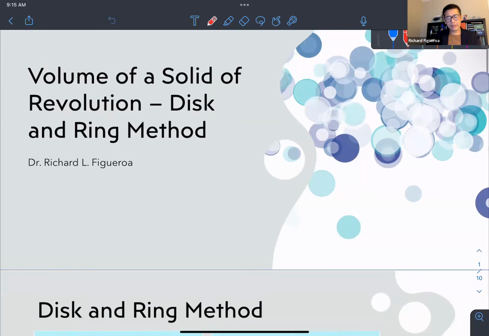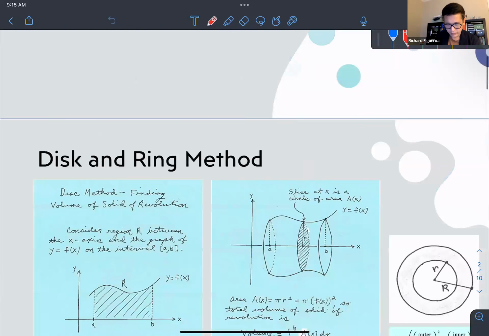Okay, and as I mentioned, there are three methods that we will be using: the disk method, the ring method, and the cylindrical shell. For today, we will be focusing on the disk and ring method.